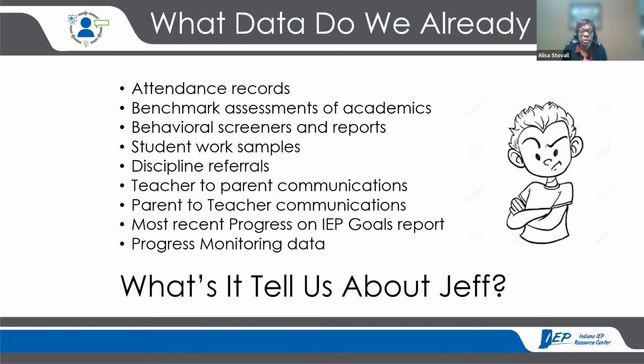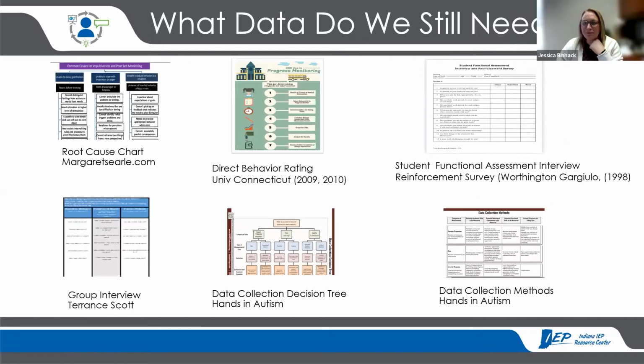We might look at all of the things on this list that come across our desk: work samples, discipline referrals, any communications you might have with parents or other staff members. Progress monitoring data, if they already have goals, take a look at those. And we're looking specifically at what this can tell us about Jeff. We're looking for patterns. And there may still be data that we need to collect.